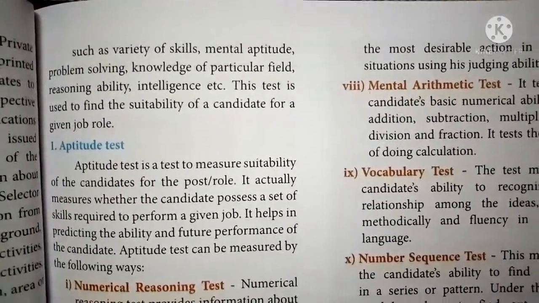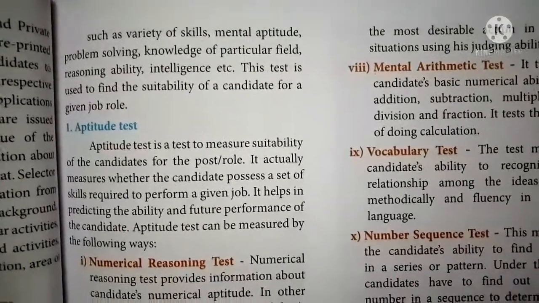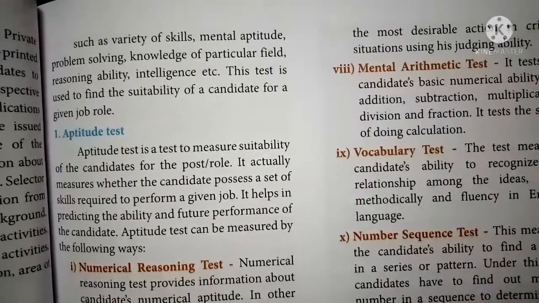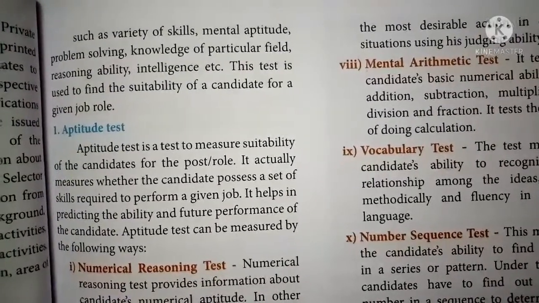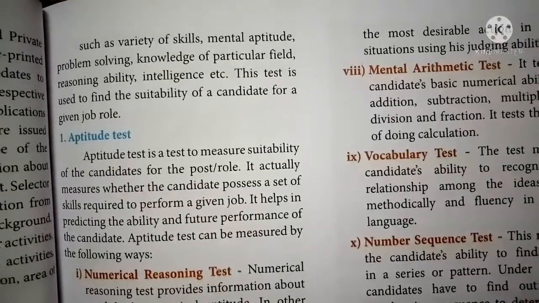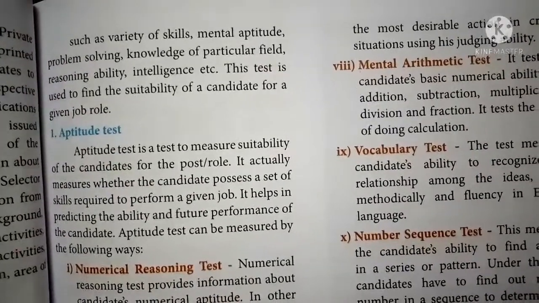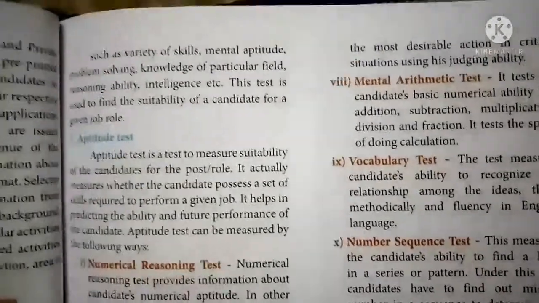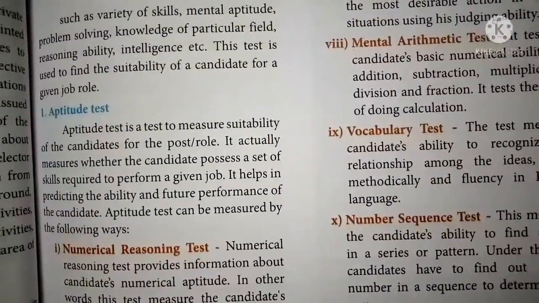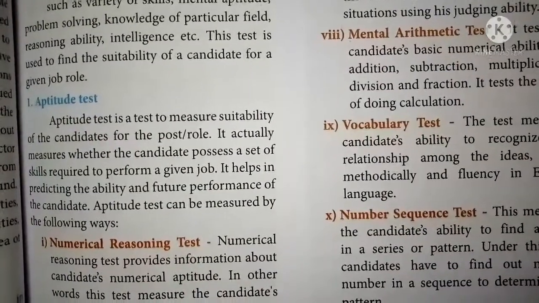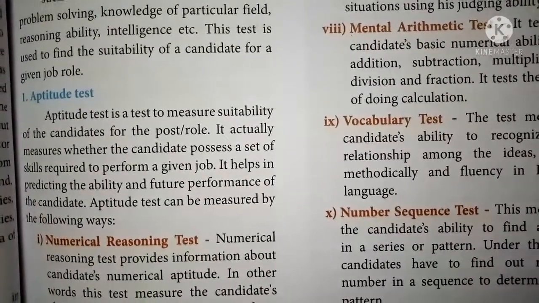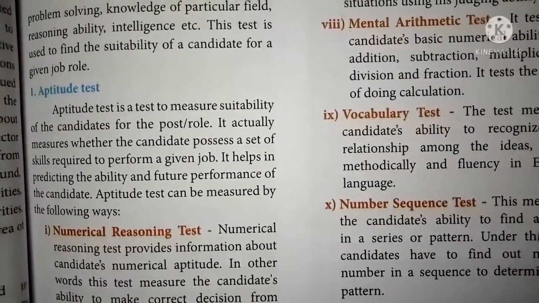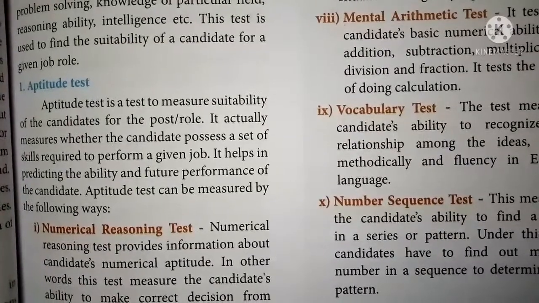In the case of the ability test, the first test is the aptitude test. The aptitude test measures the suitability of the candidates for the post. That is, it actually measures whether the candidate possesses the set of skills required to perform a given job. So for a given job, whether the candidate will be qualified to fit the job. It helps in predicting the ability and future performance of the candidates.